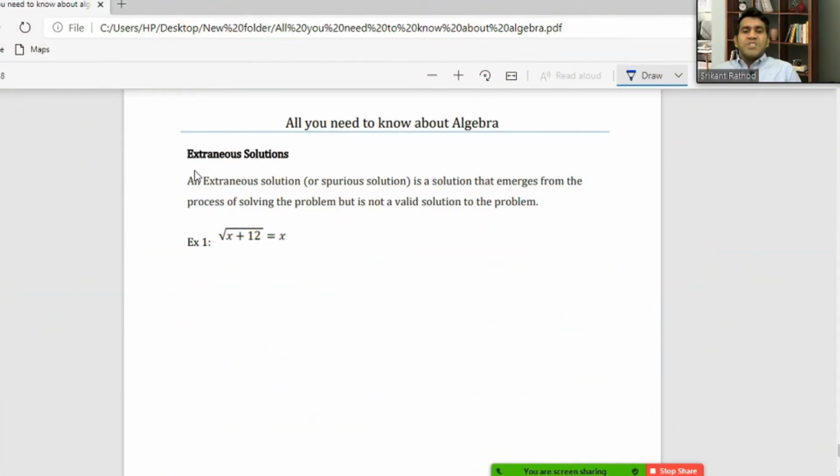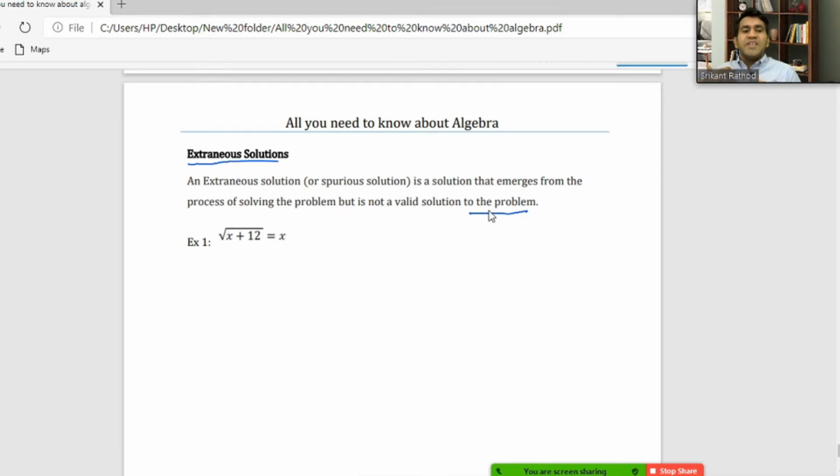Which type of solutions do we call extraneous solutions? Look here, an extraneous solution, which we sometimes also call a spurious solution, is a solution that emerges from the process of solving the problem, but it is not a valid solution to the problem. So in a general way, an extraneous solution is a false solution.